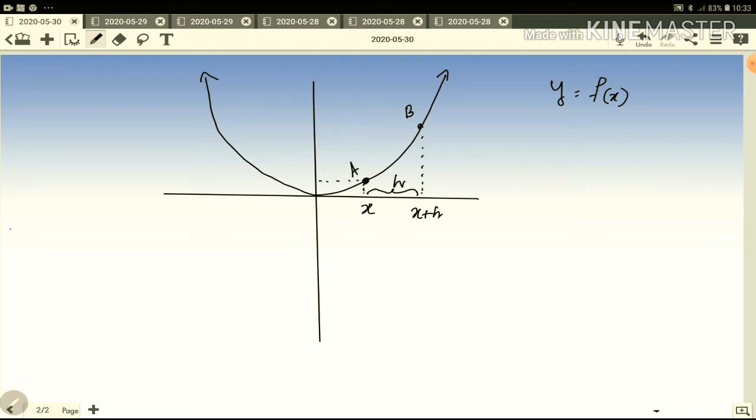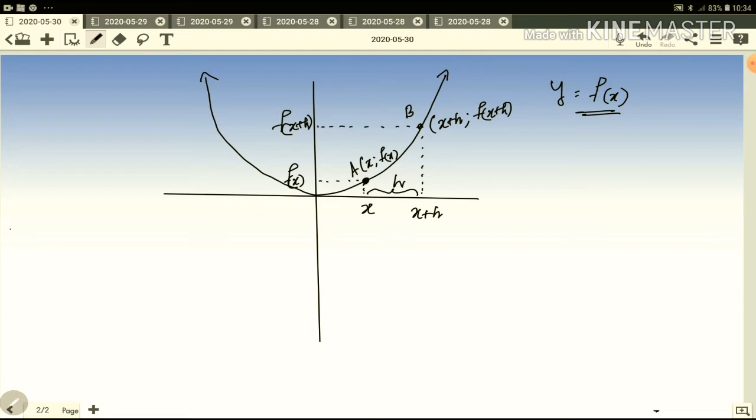Okay. Then corresponding y value of A is what? When you go to the function, you know that is going to be f of x, because I'm substituting x here. So f of x. Then y value of B is f of x plus h. So we know that the x value and y value of A and B. What is the x value and y value of A? That is x, f of x. Clear? Then the coordinates of B is what? x plus h, then f of x plus h. That is the y value, right? Okay.